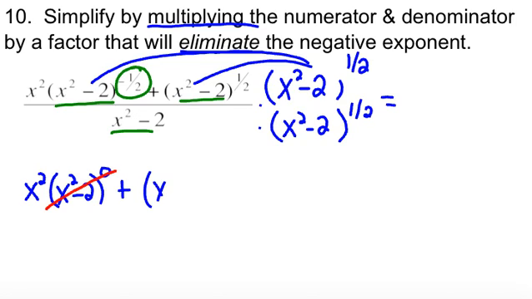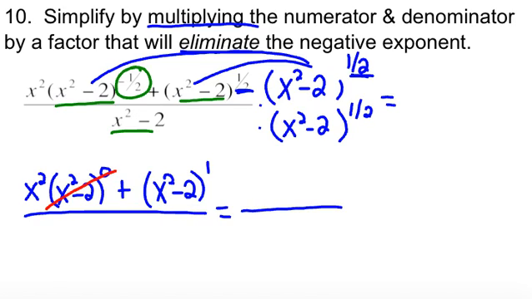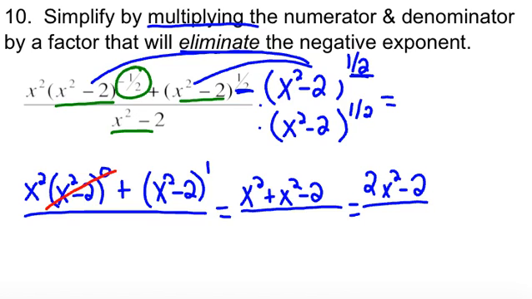Plus, we have x squared minus 2. Now we've got 1/2 and 1/2. We have to add those exponents. 1/2 plus 1/2 is first power. So this is looking really nice. I'm going to go ahead and keep simplifying this. We have x squared plus, we don't need the first power, x squared minus 2. So 2x squared minus 2. And we'll just stop there for now.